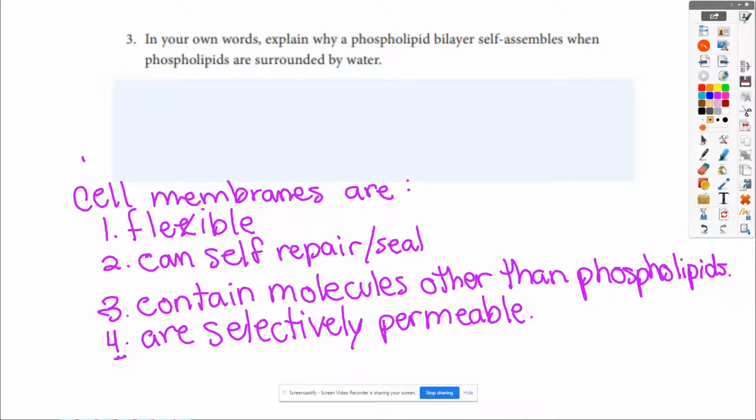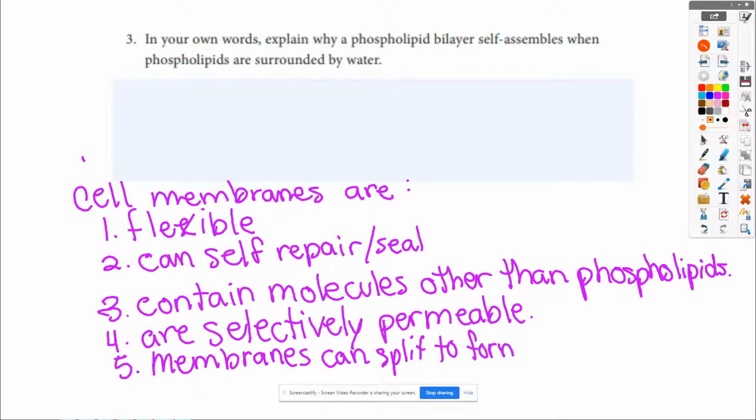And fifth, we are going to learn that membranes can split to form new cells, or to form vesicles. So that's what we're going to get out of this lab, and we should have a lot of fun playing with some bubbles while we're doing it.